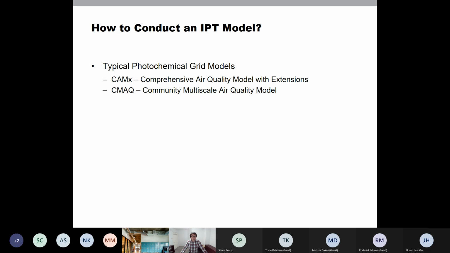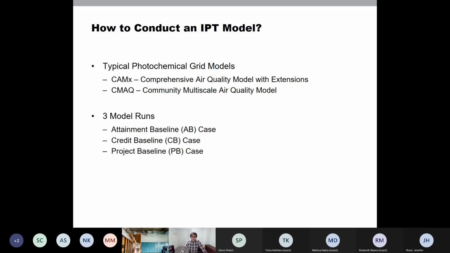Also, these two models are widely used globally to evaluate regional and global impacts. Specifically, not talking about SIP modeling or global climate change, we are talking about this inter-precursor trading. So we need to put together 3 model runs to try to demonstrate that the inter-precursor trading is valid.